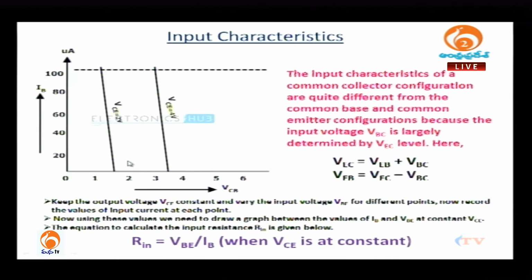Now, the input characteristics are plotted for two different values of collector to emitter voltage. We see that the collector to emitter voltage in the first case is 2 volts and in the next case it is 4 volts. It is very unusual. When we compare to other input characteristics, it is a bit different. This difference is attributed to the fact that the input voltage is causing the output current to reduce.